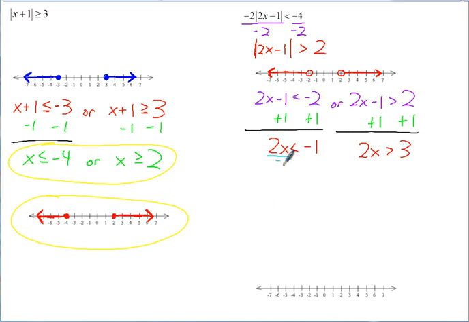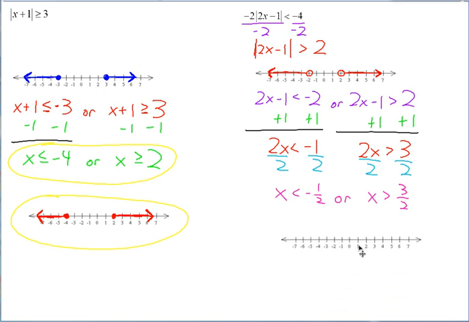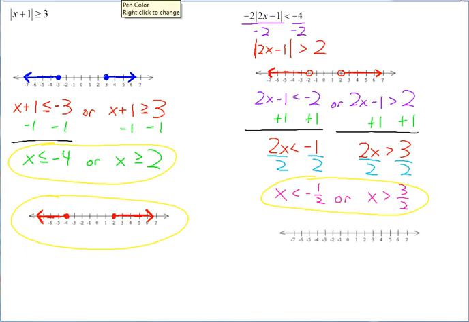And then you divide by 2 to isolate the x. This time we don't flip, because we divide by a positive, so x is less than negative 1/2. Or the other possibility is x is greater than 3/2. So on our number line here, that's our solution. On the number line, at negative 1/2, well, negative 1/2 is between negative 1 and 0, and we put an open circle. And x is less than negative 1/2, so the numbers are to the left of it.